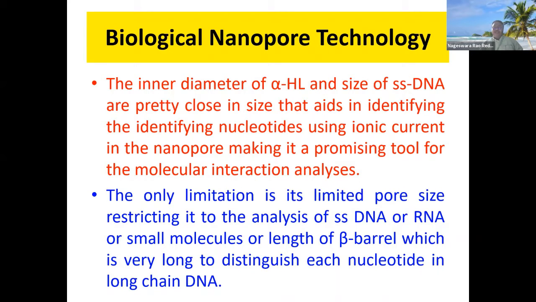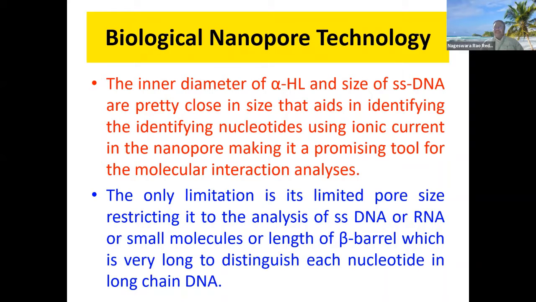So when this single stranded DNA is passing through the hemolysin, it generates a current which is different. So nucleotides are identified using ionic current in the nanotube. It is a positive for all of their interaction analysis. So this material has made it easy for us to use this nanotube.